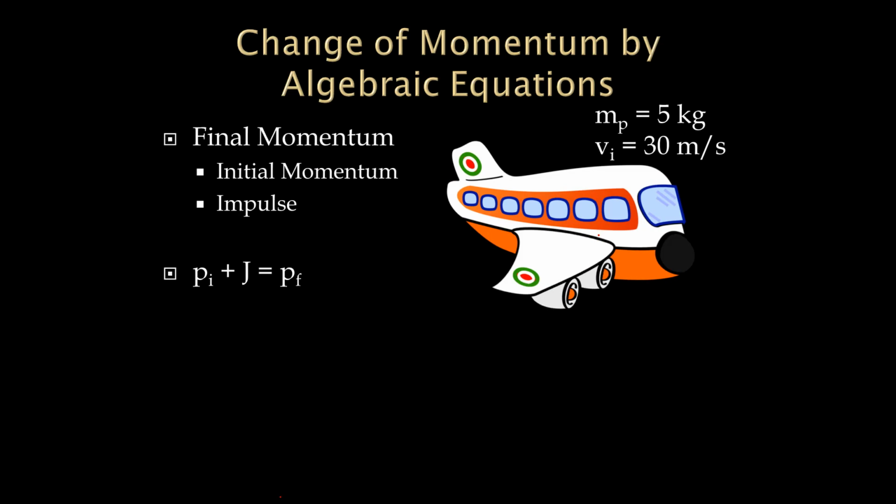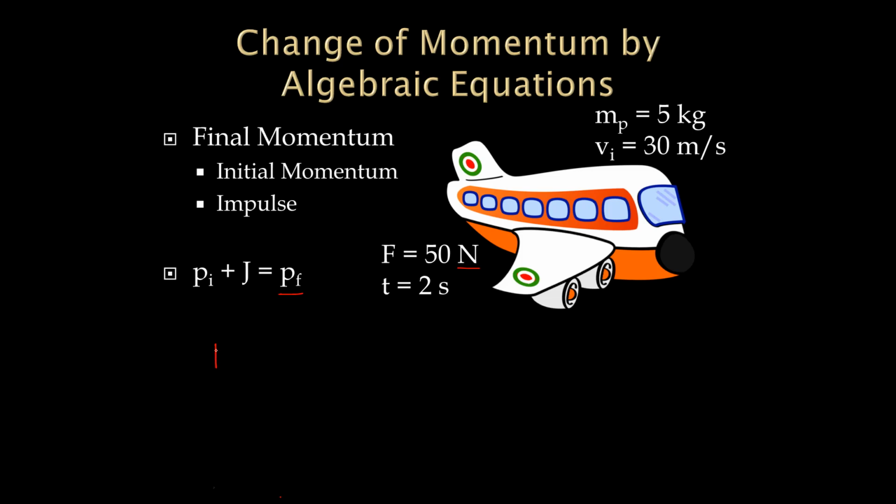So we have an airplane here. We'll say that it has a mass of 5 kilograms. The initial velocity is 30 meters per second. The engines are going to produce a force of 50 newtons. Remember, our unit of force is the newton, and we're going to turn those engines on for 2 seconds. We want to find out what our final momentum is. Let's go through this.